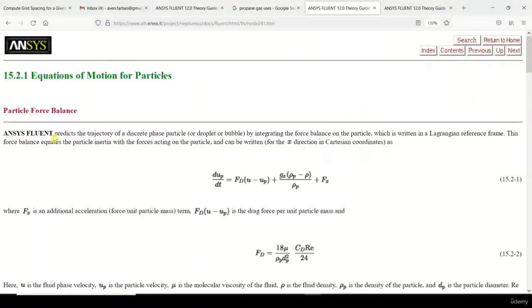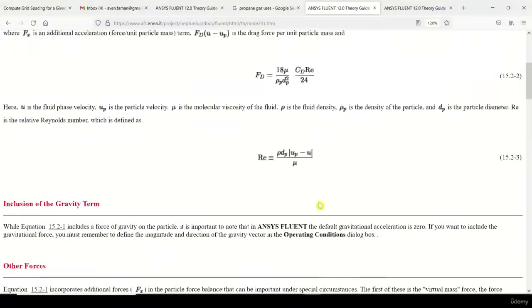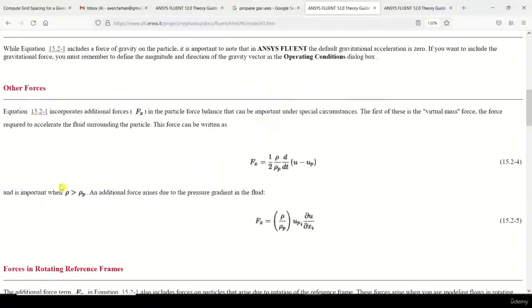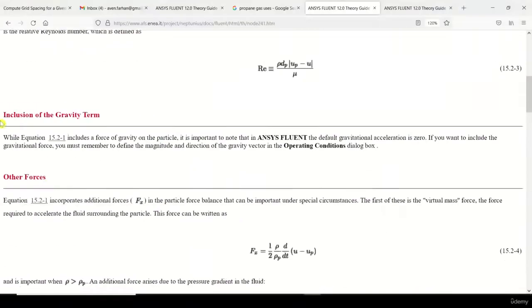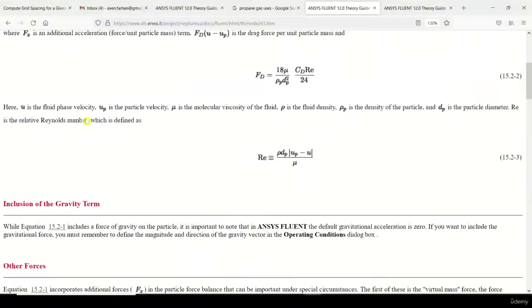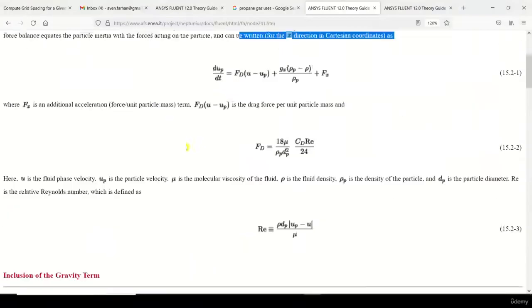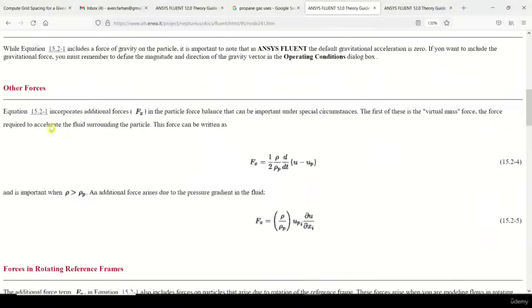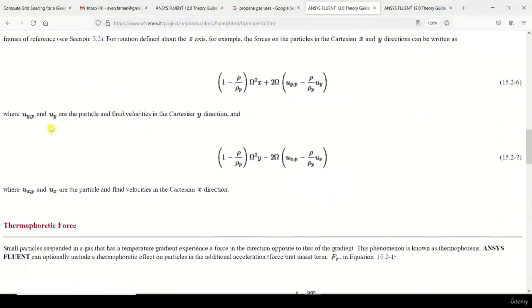ANSYS Fluent predicts the trajectory of a discrete phase particle or droplet by integrating the force balance on the particle. Clear? Which is written in the Lagrangian reference frame. This force balance equates the particle inertia with the forces acting on the particle, and can be written as follows. This is all technical, and we are not diving into it, because it will take a lot of time for us to understand. But I really recommend you to read up and catch up on what the terms are. That will be very helpful for you.